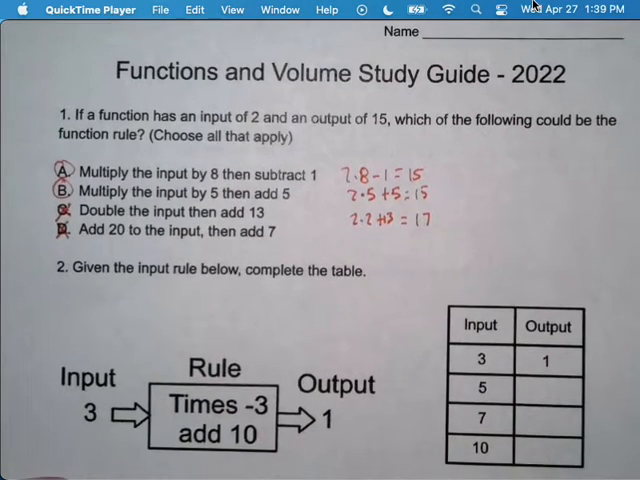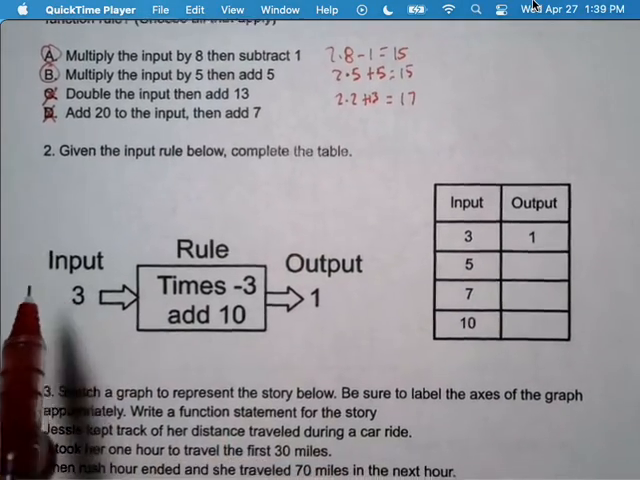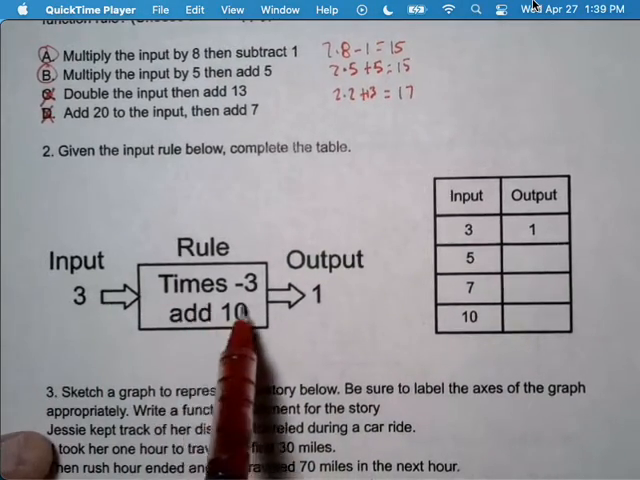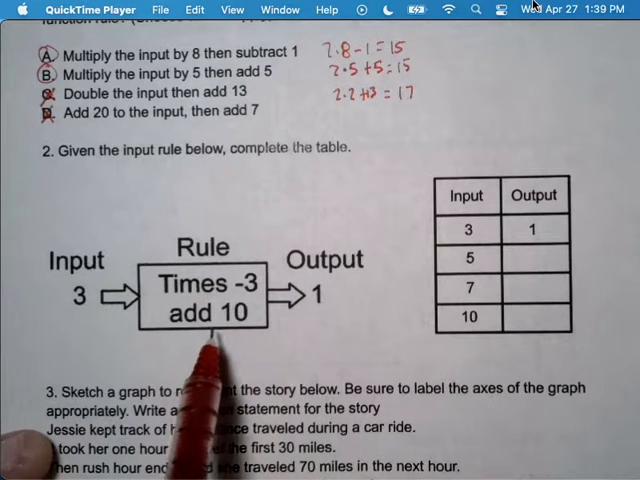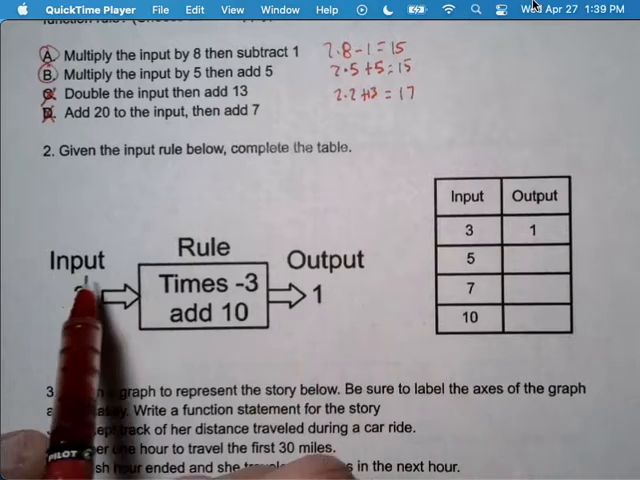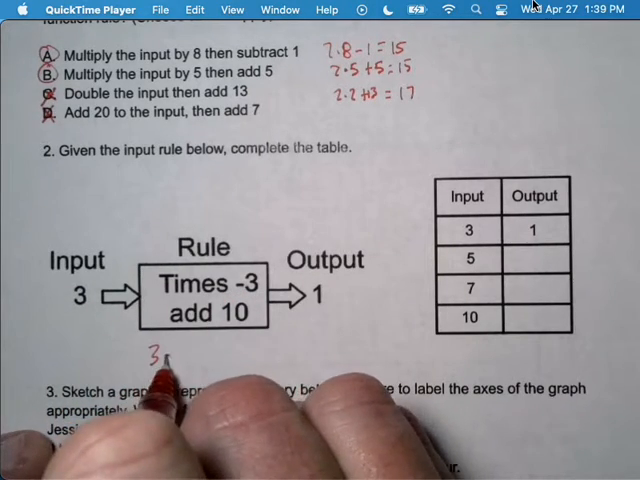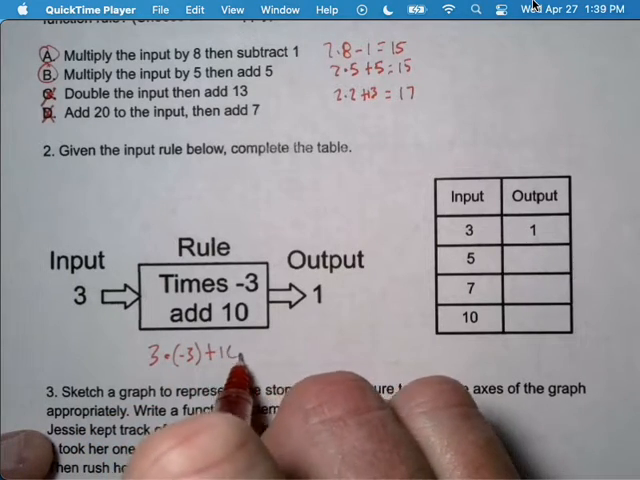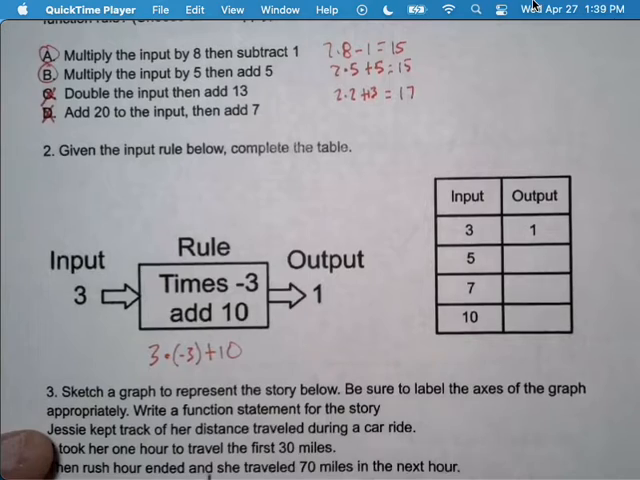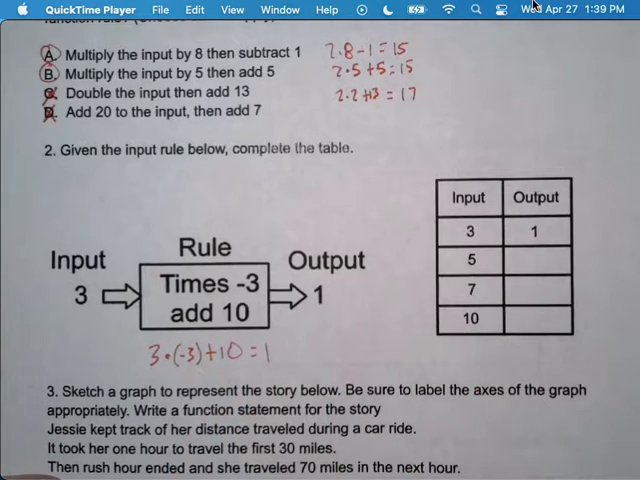All right, given the input rule below, complete the table. So we have our input is 3. We have a rule, which is times negative 3, then add 10. And it gives us an output. So if I take 3 times negative 3, that's negative 9 plus 10 equals 1. Does that make sense? So that's how our input rule works.